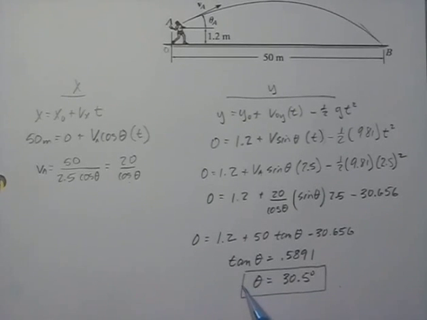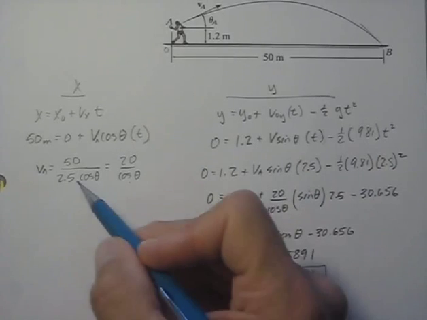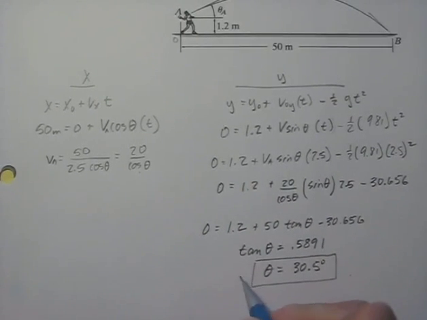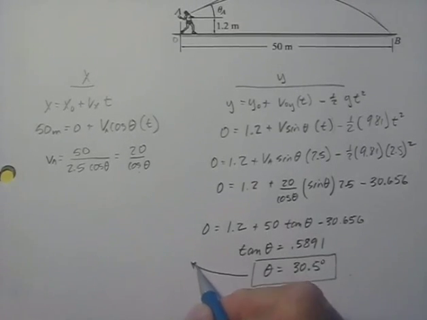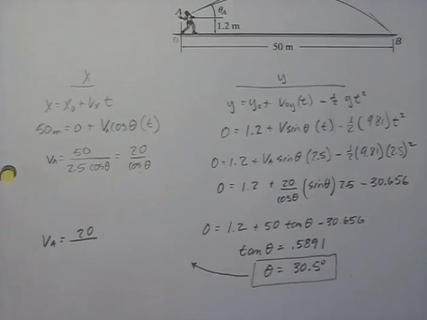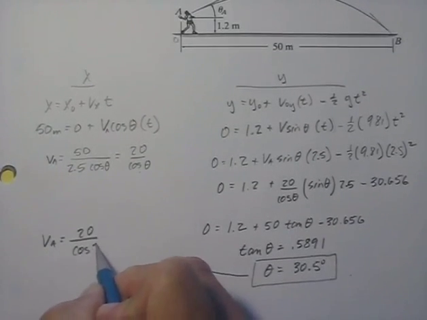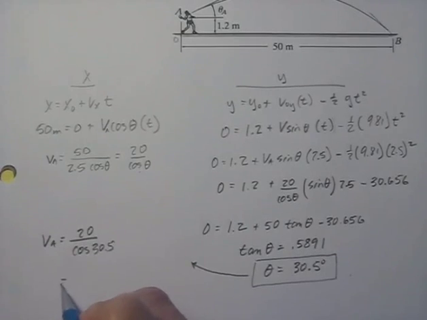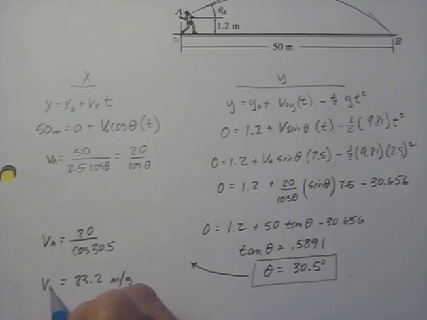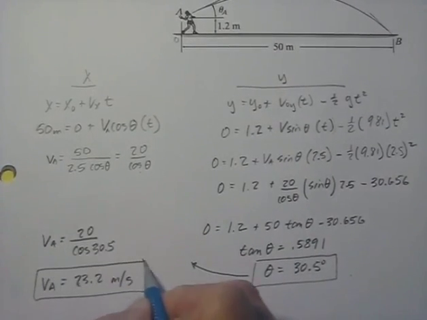Now I can take that theta and plug it into either one of these equations and find out what our beginning velocity is. So I'm going to plug it back into that side over there, and I'm going to say that VA is equal to 20 over cos 30.5, and that's equal to 23.2. That'd be meters per second. And those are the two answers we're looking for.